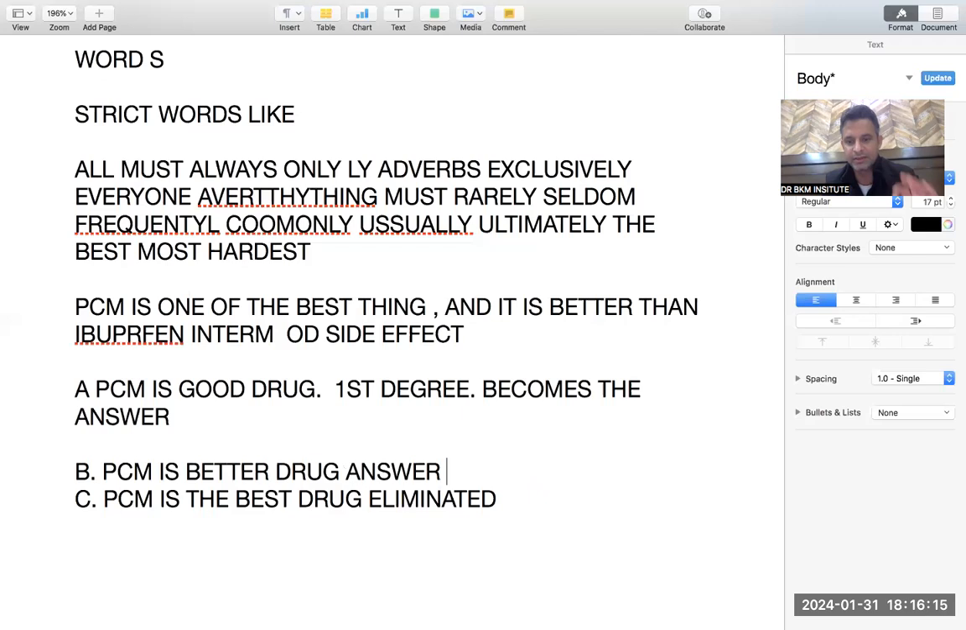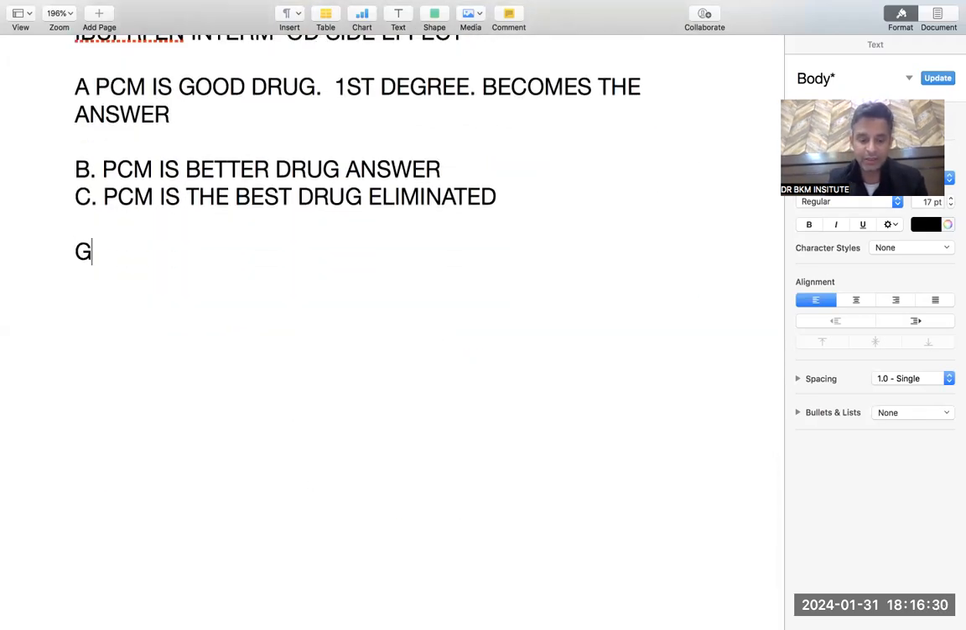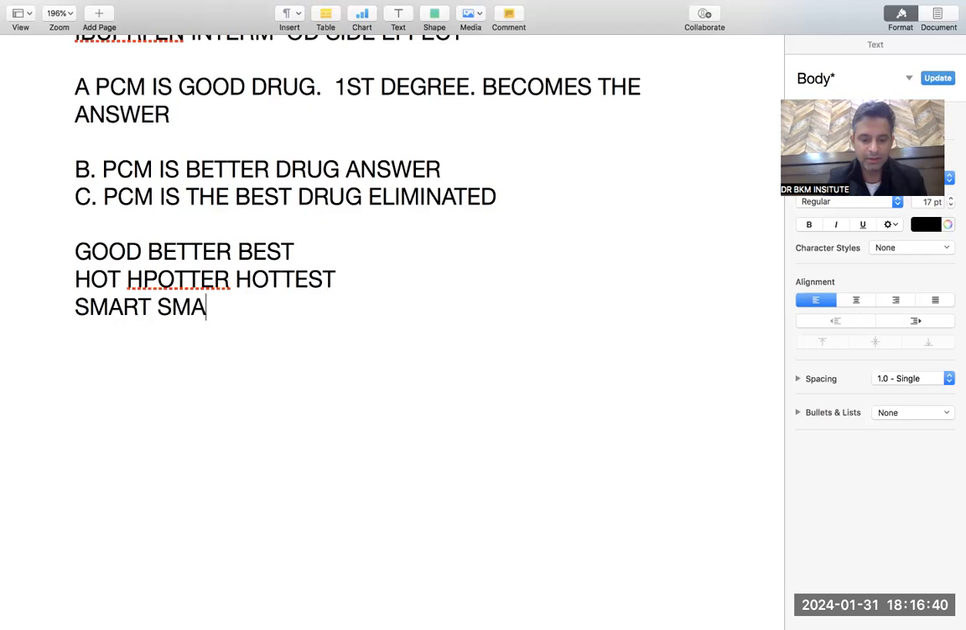Then this is my answer, because the paragraph also talks about the comparison of paracetamol with ibuprofen. This option also talks about comparison, better, the second degree. So these are the degrees in English. I will tell you what the degrees are: good, better, best, hot, hotter, hottest, smart, smarter, smartest. So these are the degrees.